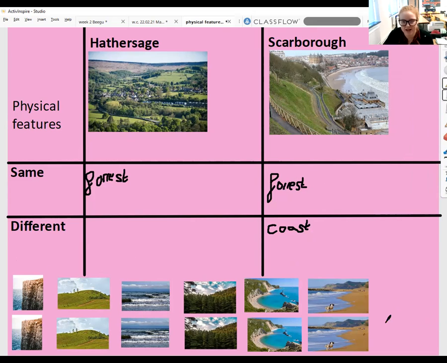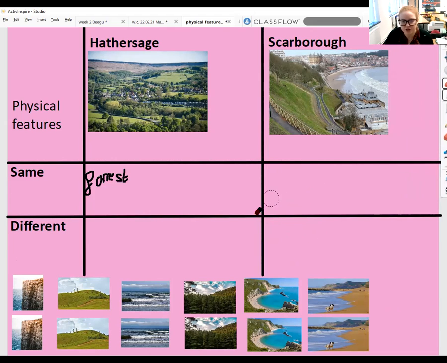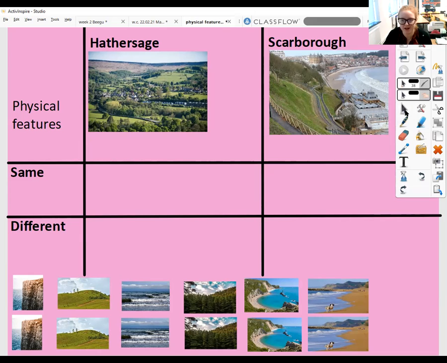There are some images down here to help you. I would like you to have a go at doing this yourselves. You can either pause the screen and copy it off here, download it off the school website, or pick it up from the school. You can cut out the pictures and stick them on, or you can write the words. There are many options. I'd be super impressed if you had a go at this.